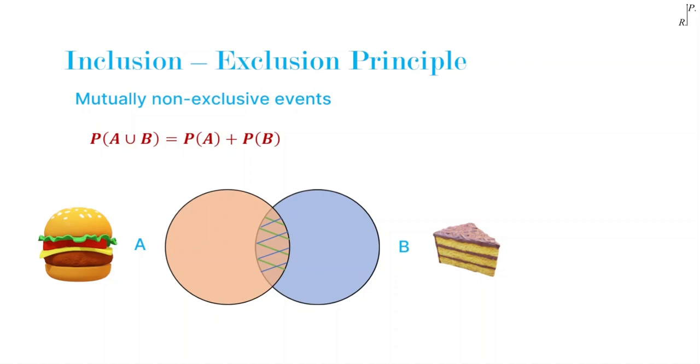However, if we observe carefully, this shaded region has been considered twice. So, we need to exclude it once. So, we will subtract probability of A intersection B from here. Since A intersection B is not equal to null now, this is commonly known as the inclusion-exclusion principle in probability.